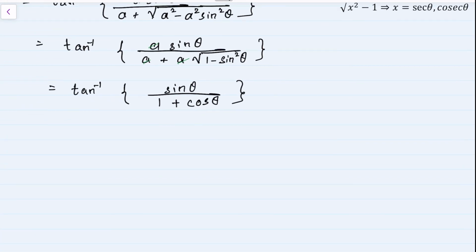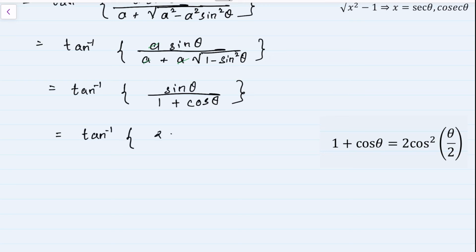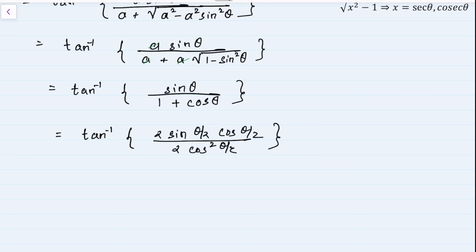Now in the next step, what we can do is we can use the identity of 1 plus cos theta, which is equals to 2 cos square theta by 2. So we'll convert even sine theta in terms of theta by 2. So we'll use the identity of sine 2 theta, and in the denominator we'll use this given identity. Okay, so our next step would be tan inverse of, in the numerator we can write 2 sine theta by 2 into cos theta by 2, while in the denominator we can write 2 cos square theta by 2. So now 2 will get cancelled out, one of the cos theta by 2 will get cancelled out.